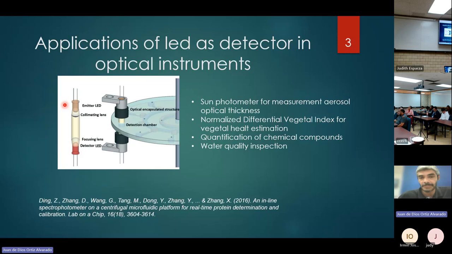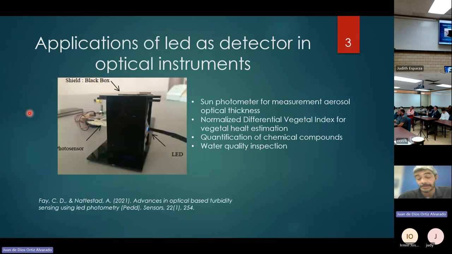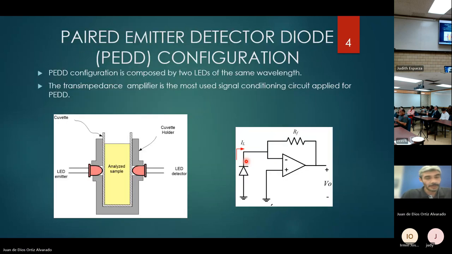Another application of LEDs as detectors is for numerical differential voltage index and for quantification of chemical compounds. For example, there is an application for the detection of proteins. And another application that has been reported is for water quality inspection, and specifically for turbidity measurement. Well, the typical paired emitter detector diode configuration is a scheme where an LED is used as emitter and an LED as detector for analyzing the concentration, absorbance, or dispersion of some substance for optical correlation.